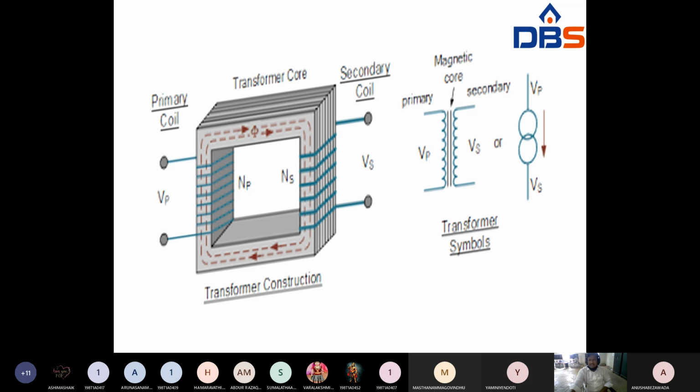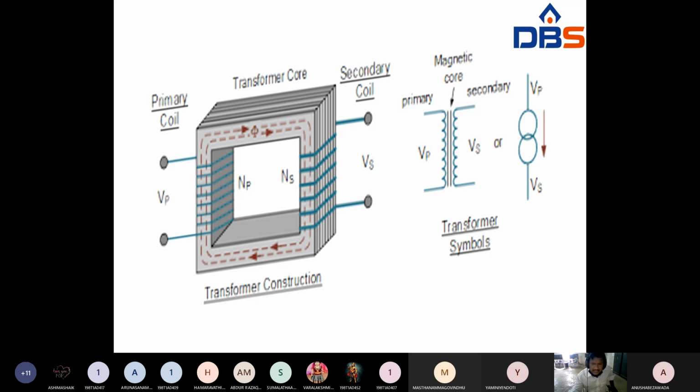Look at the figure, transformer construction. The winding connected to the primary side of a transformer is called the primary winding or primary coil, and the winding connected to the secondary side is called the secondary winding or secondary coil. This is the transformer core, made up of silicon steel laminations. This indication is flux. The flux produced in the primary winding is linking with the secondary winding, which helps the EMF to be induced, right?